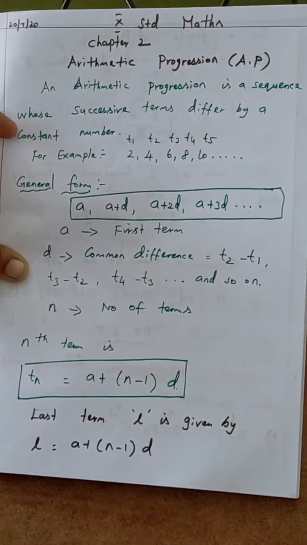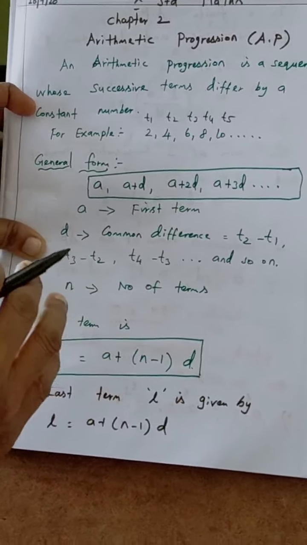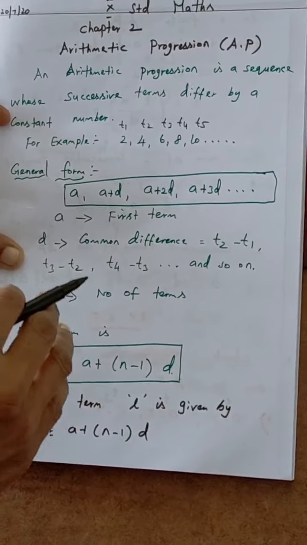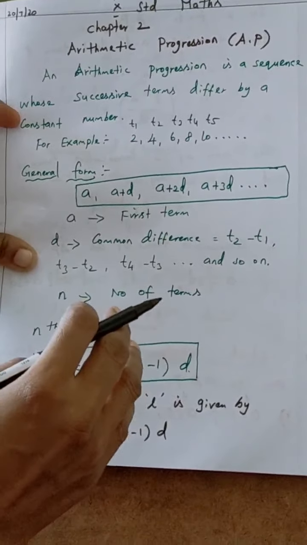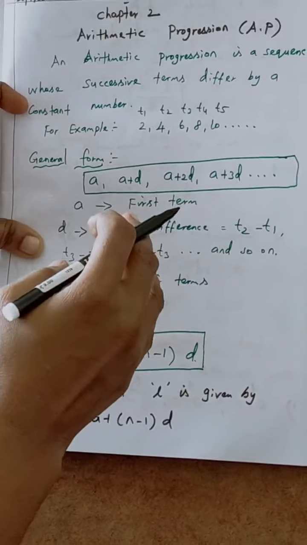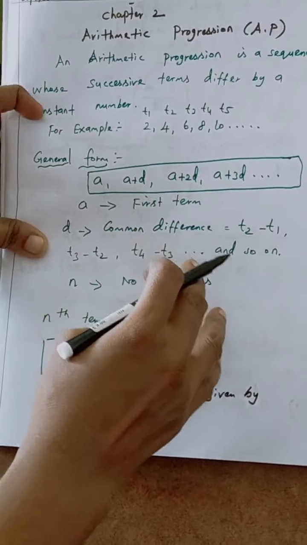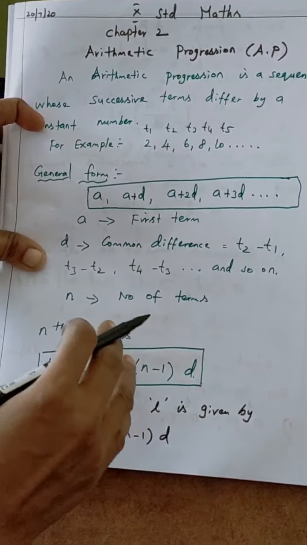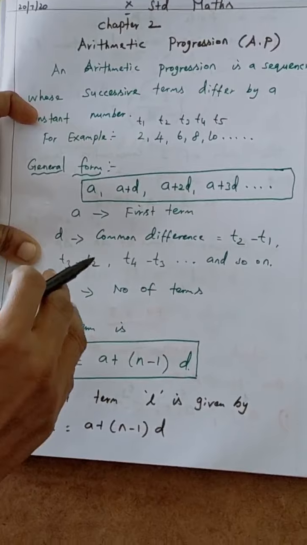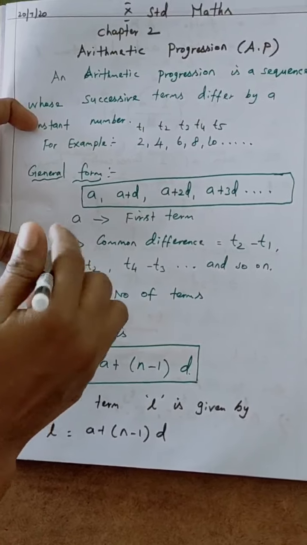Good morning students, 10th standard maths chapter 2 is arithmetic progression. In the previous class we discussed what an arithmetic progression is, its general form, and the nth term formula. Again, recall the contents given for this exercise; that is only a revision.